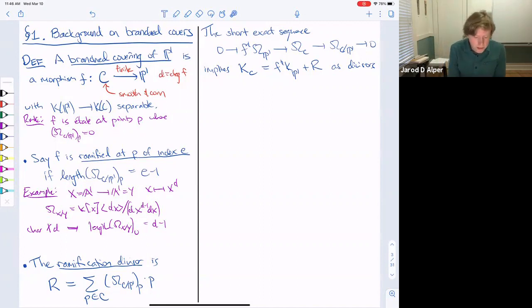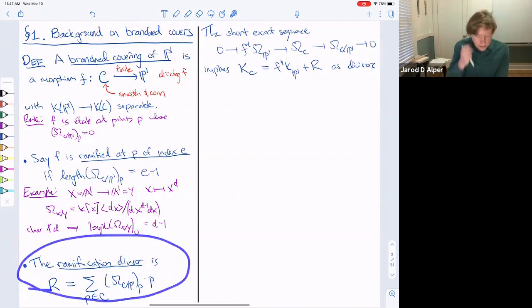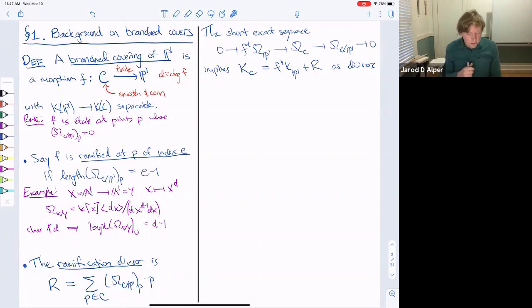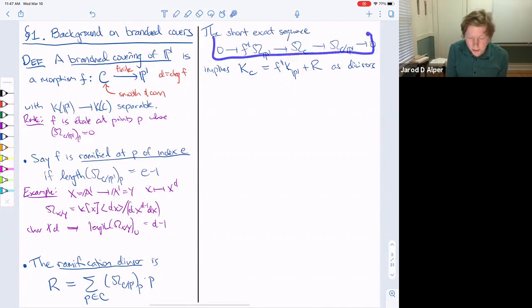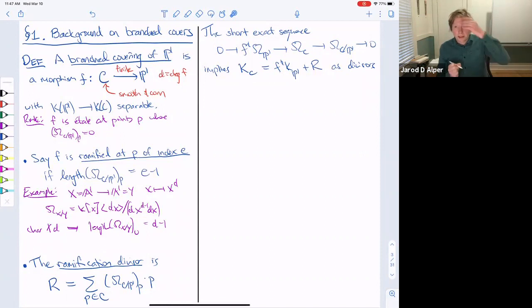Right, and then we use this relative sheaf of differentials to define the ramification divisor. It's set theoretic: you take the support, but with the multiplicity of the length, the ramification index. Then from the natural sequence on differentials, you have this short exact sequence, and since we're on a curve, and both C and P1 are smooth, these are just line bundles, and you have the corresponding relation as divisors.